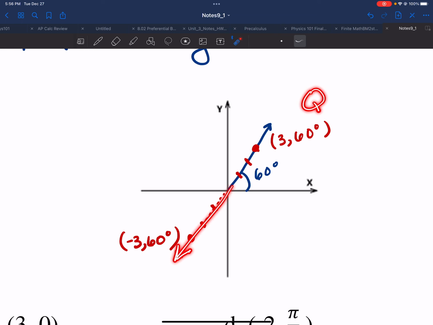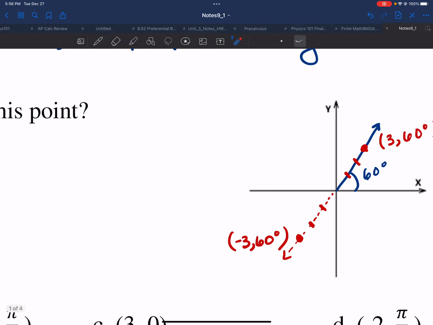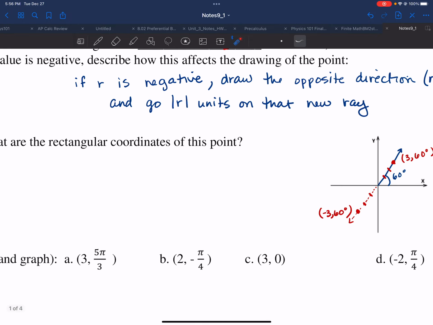So if this is quadrant 1, this one is quadrant 3. Okay? So if I had one that was going this direction, then the negative would be going this direction. So it just mirrors exactly across the origin what you have. Okay? So that's what we've got.